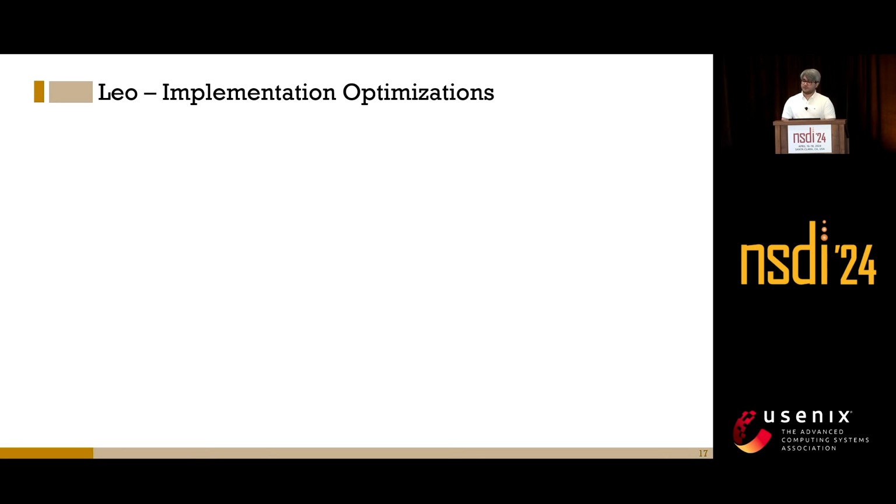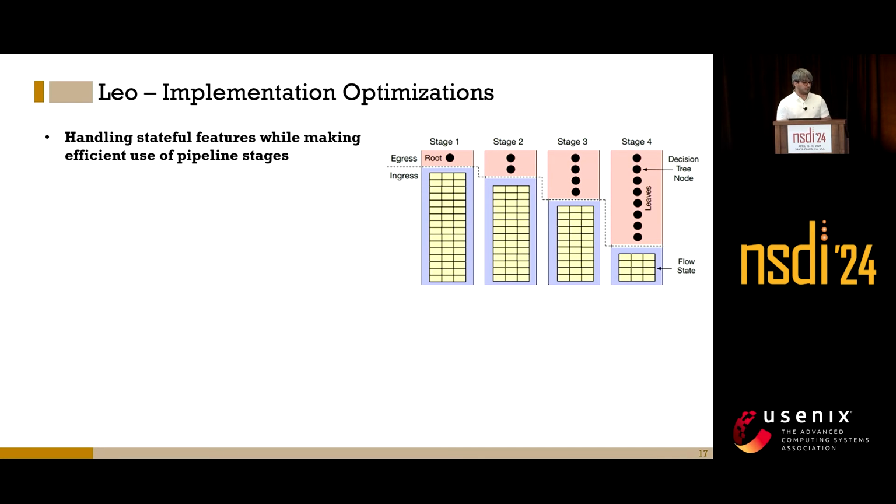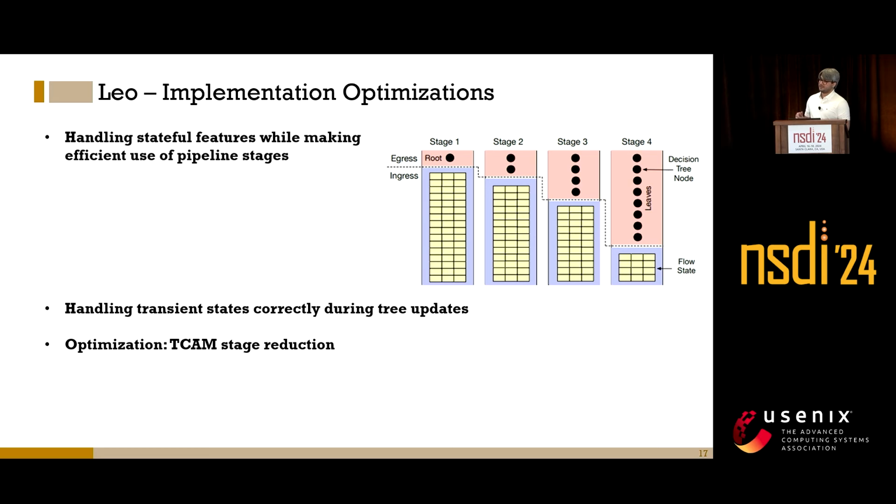Finally, when mapping to the Tofino switch, we encounter a few implementation challenges, which I will very quickly cover right now. So handling stateful features while making efficient use of the pipeline stages is difficult because flow state is expensive. Handling transient states to ensure that the tree executes correctly when a tree update is in progress is another challenge that we address. And finally, we also present an optimization that further reduces the stage requirement in half when we use the TCAM memory. We present details of these in the implementation section in the paper.